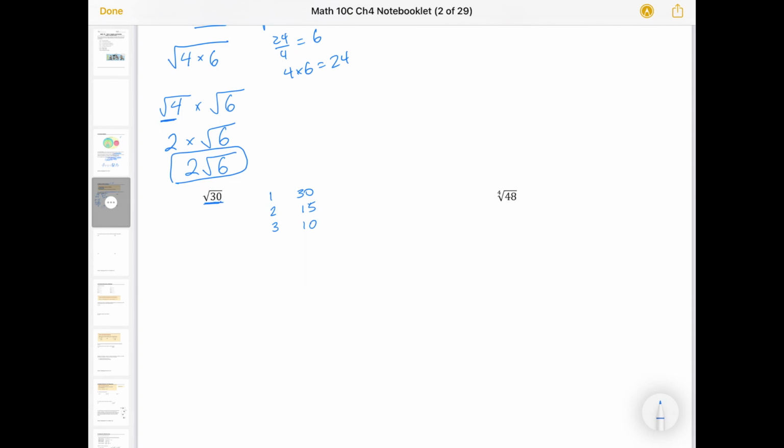3 and 10. Now is 30 divisible by 4? It is not. Is 30 divisible by 5? Yep, we've got 5 and 6. And then that's it. Those are the factors of 30. Can I simplify that at all? Are any of these perfect squares? No, they're not. So 30 cannot be simplified.